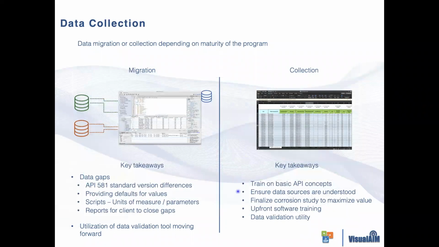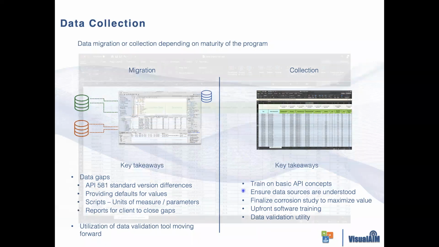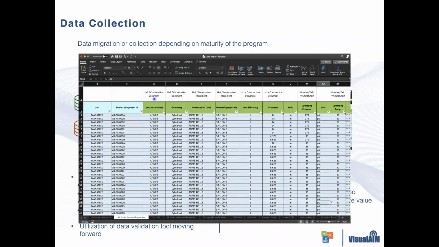Which obviously brings me to my next point: ensuring the data sources are understood by the customer. This is something that we achieve by, in the data import sheets that we provide to our customers, we typically provide an additional point of information on each of the data points, stating where they would typically find the piece of information. So as an example, on a construction date on a vessel, you'll typically find that on the U1 documentation or any construction document.